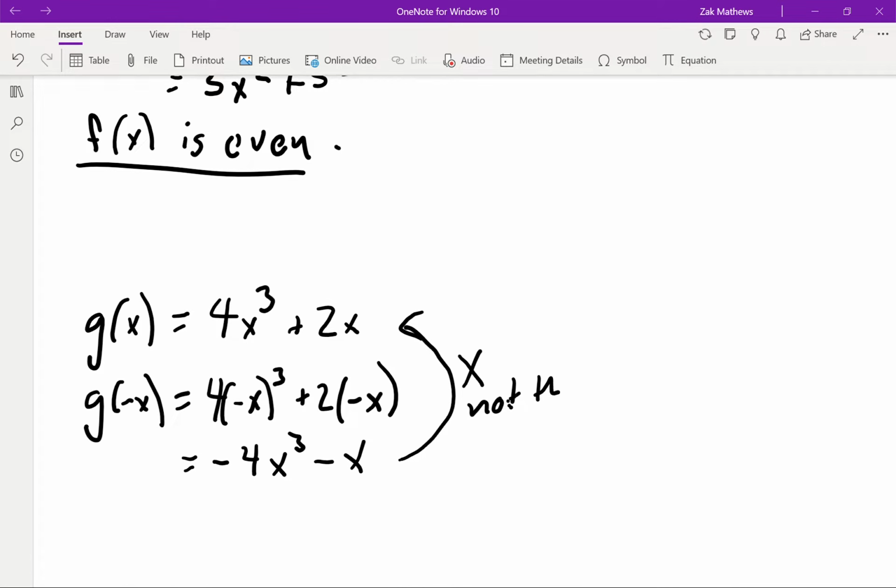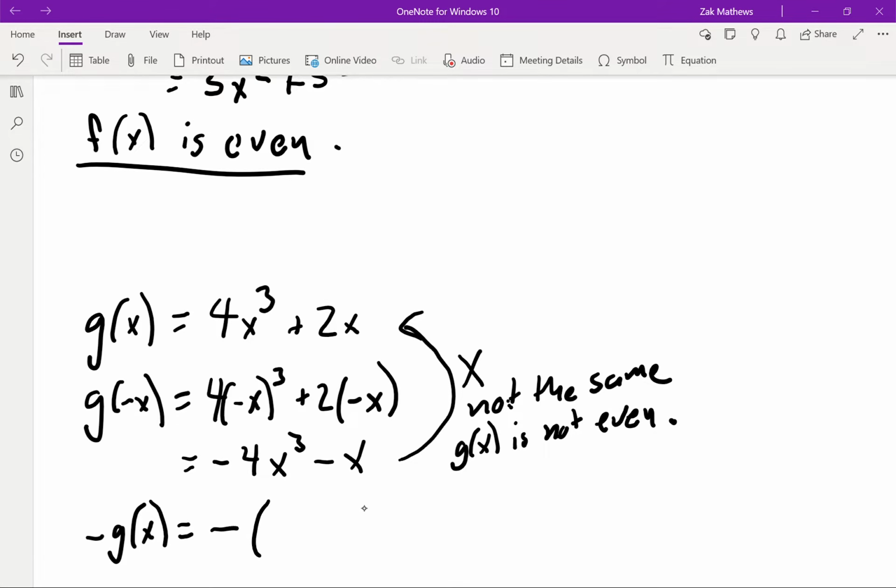And clearly, if we compare that to the first, they are not the same. So what that tells me is g of x is not even. That does not guarantee it's odd. Remember, there's a third option that it might be neither odd nor even. So we've got to go on and test to see if the function is odd. And to do that, I'm going to place the negative in front of the g function. Keep that g function in parentheses because I'm going to have to distribute.